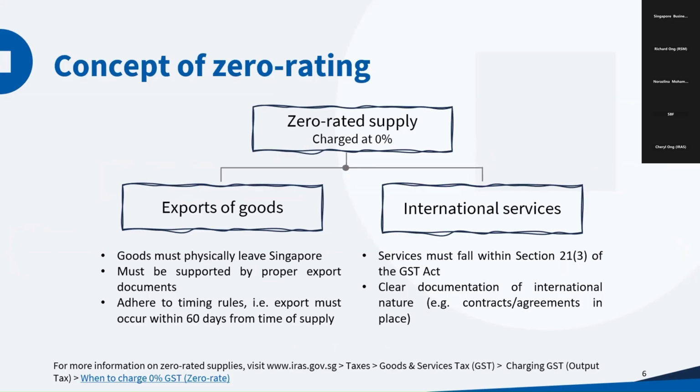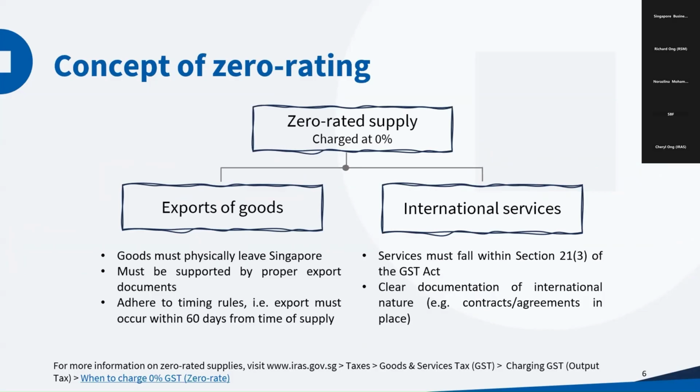As mentioned earlier, a zero-rated supply means that GST is charged at 0%, and there are two main categories of zero-rated supply: export of goods and international services. For export of goods, there are three key requirements that you need to remember. First, the goods must physically move out of Singapore. Second, you must have proper documentation to show this movement of goods. And third, you must follow the time of supply rule, which is to say that the export must occur within 60 days from the time of supply.